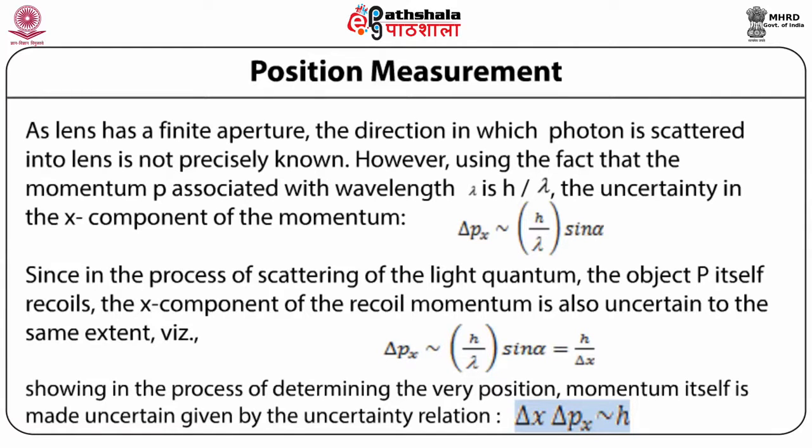So what is happening is that it will give some kind of a recoil to the particle, and this recoil to the particle actually causes the hurdle in exactly determining the position of the particle, which is expressed by the uncertainty relation, that is delta x delta px is of the order of h cross.